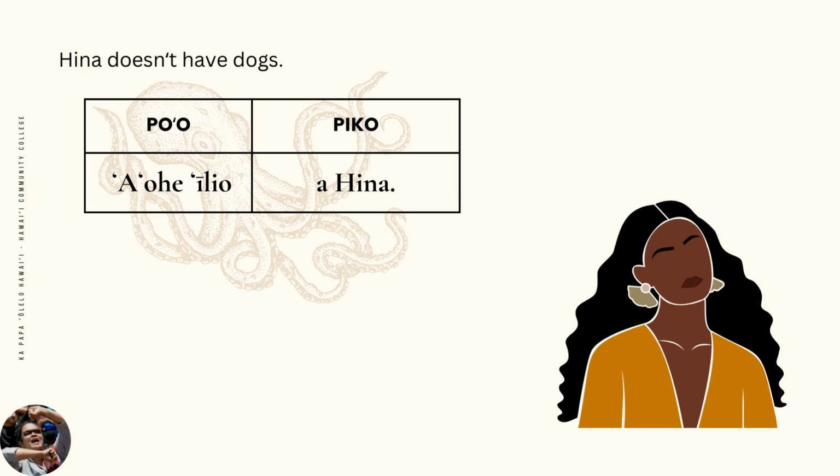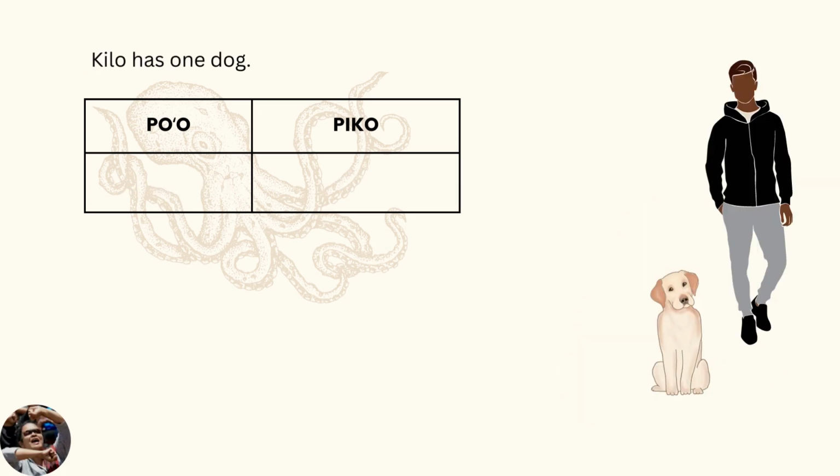Now let's look at the number 1. Kilo has 1 dog. For this sentence only, the number 1 is ho'okahi. Kilo has 1 dog. Ho'okahi I lio a kilo.